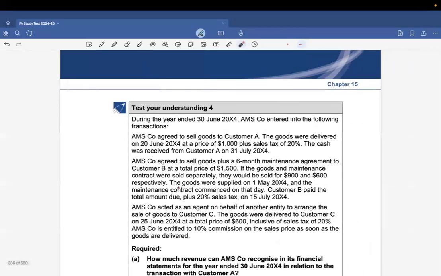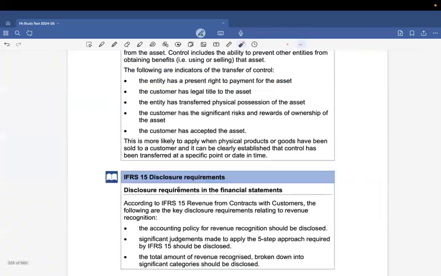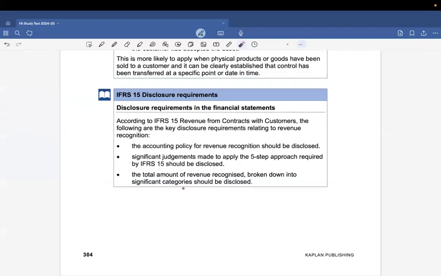Understood? Who needs to do this? The accountant. The accountant is the person who is responsible for doing this. Clear?